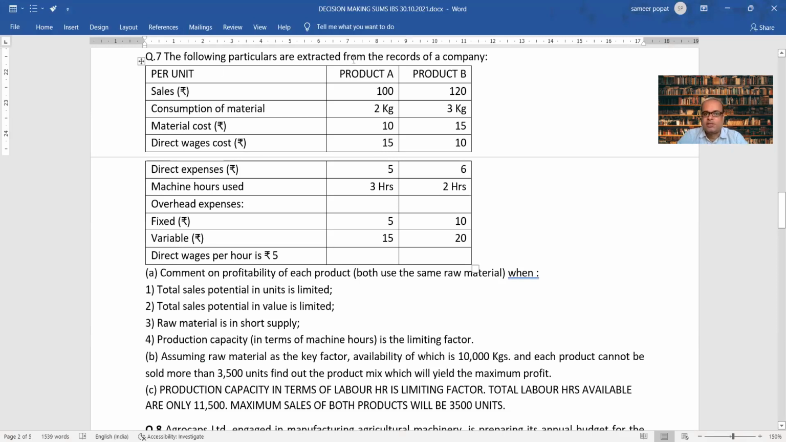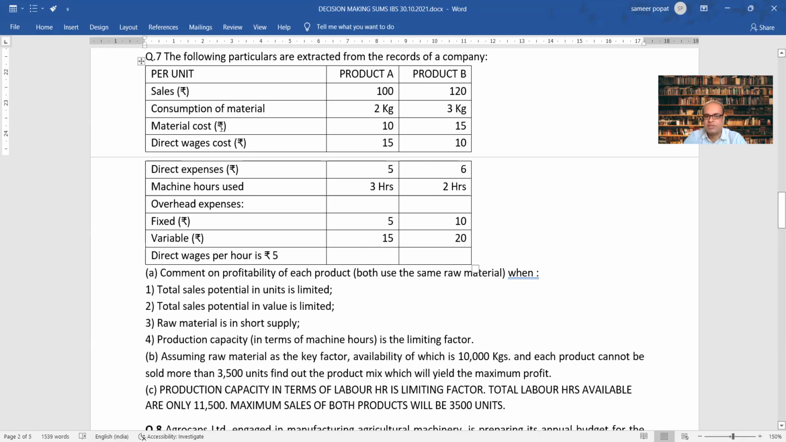The following particulars are extracted from the records of a company. Per unit information is given for product A and product B. Selling price per unit, sales per unit is rupees 100 and 120. Consumption of material: to manufacture 1 unit, we require 2 kg of material. And to manufacture product B, we require 3 kg of material to manufacture 1 single unit.